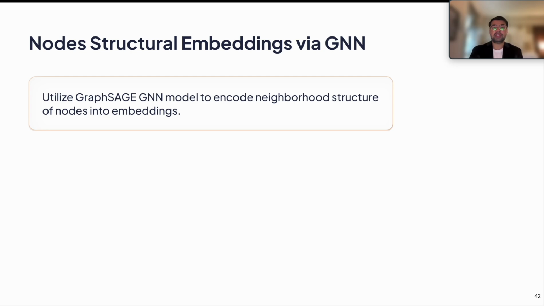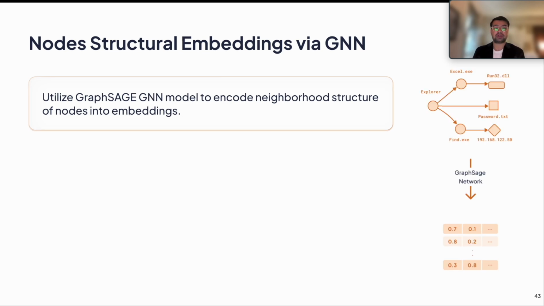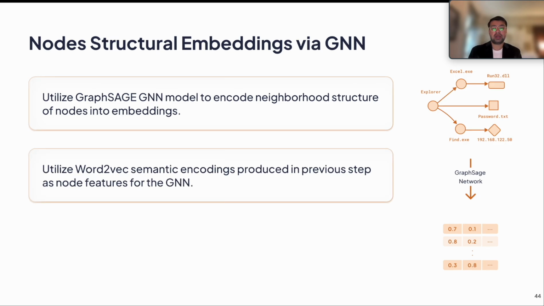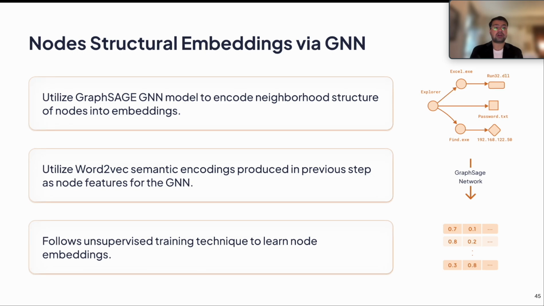So for encoding the graph structure around nodes in the provenance graph, Flash uses a graph neural network model. Specifically, it uses a GNN model for encoding this structure. This model utilizes the word2vec semantic encodings produced in the previous step as node features for our GNN, and it follows an unsupervised training technique to learn the node embeddings.